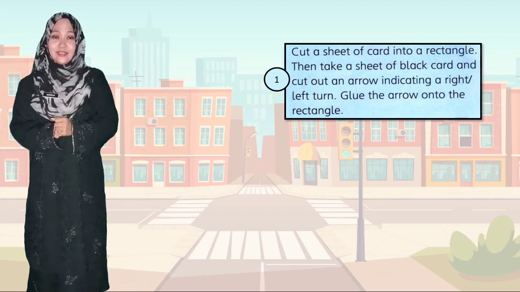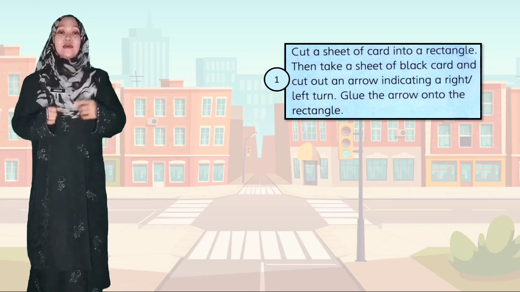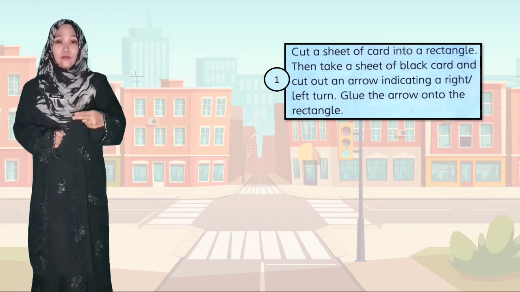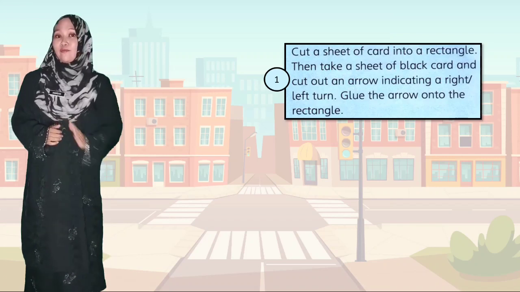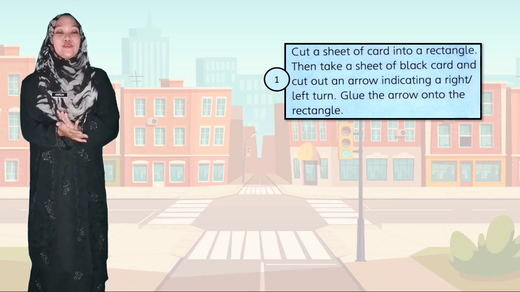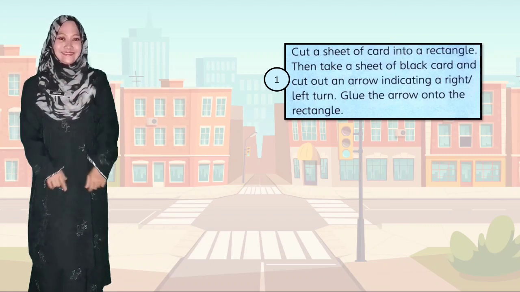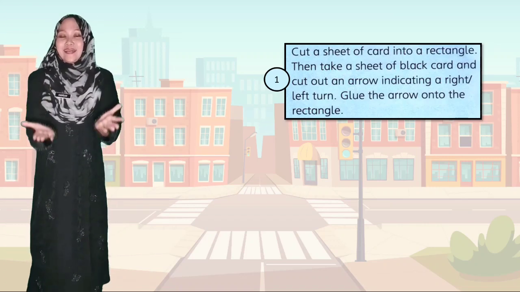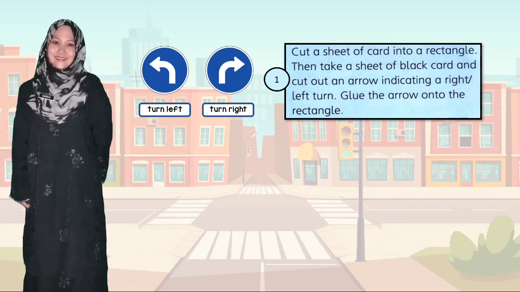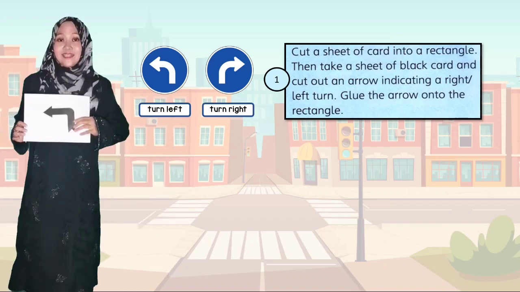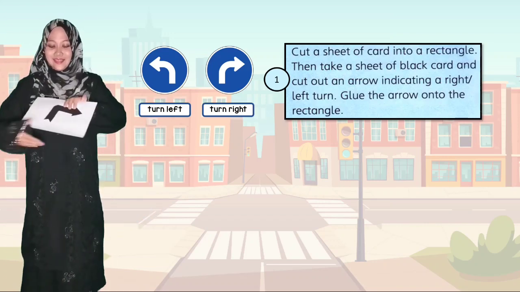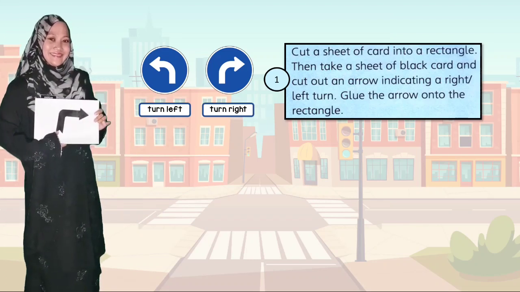Cut a sheet of card into a rectangle. Then, take a sheet of black card and cut out an arrow indicating a right or left turn. Glue the arrow onto the rectangle. Which sign is it? It is turn left or turn right.